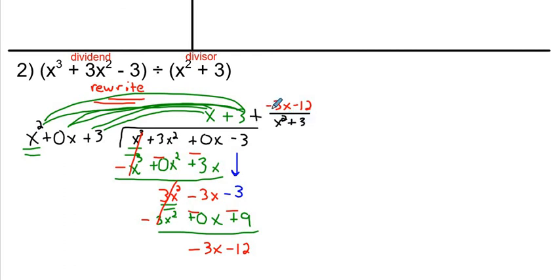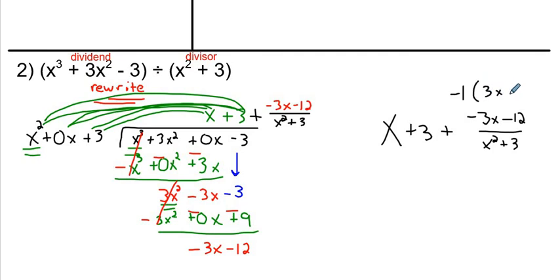And a lot of students will say, why don't you use a negative? You've got to be careful. Here is one answer: x plus 3 plus negative 3x minus 12, over x squared plus 3. It would be inappropriate to combine these and make it a negative. The way that you would have to do that is factor a negative 1 GCF out to make it 3x plus 12. And then you would combine those two together.